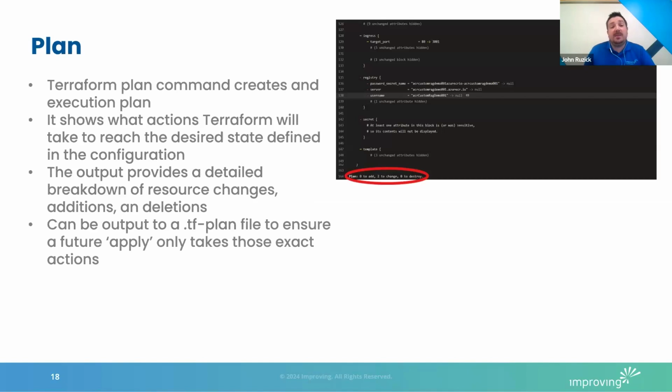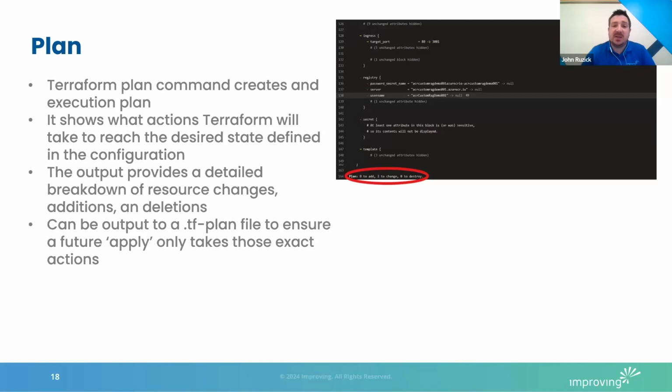Terraform plan is what I talked about, of it using state in combination with what's been deployed to the cloud to come up with, what do I have to do to make your cloud infrastructure match configuration? So it creates an execution plan. And I'll show it to you. It shows exactly what actions Terraform is going to take to reach that desired configuration. It's going to break down in detail all of the changes.